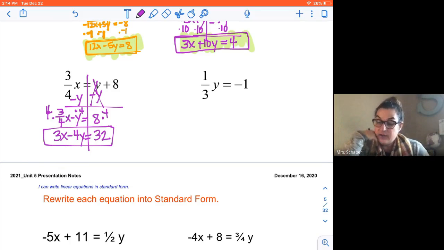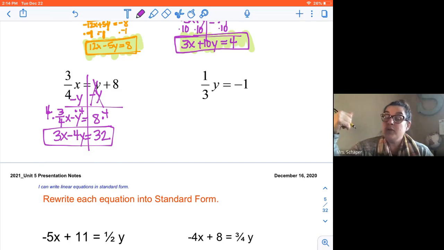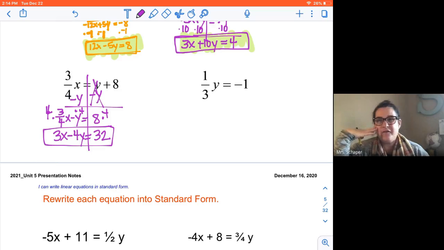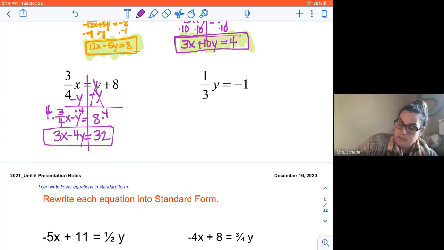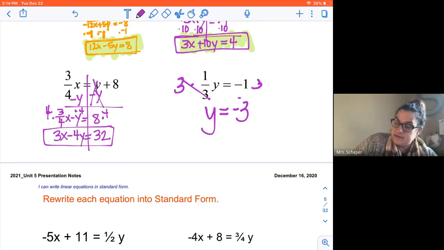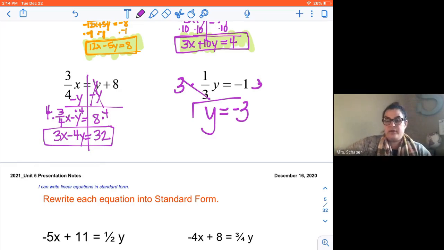Now, I look at the next one, and I don't see an x. So that must mean that the coefficient is 0, because 0 times x is 0. So I'm just going to work with what I have. I have the y on the left side. I have -1 on the right, so that looks good. But I can't have a fraction. So I'm going to multiply both sides by 3. So y equals -3.